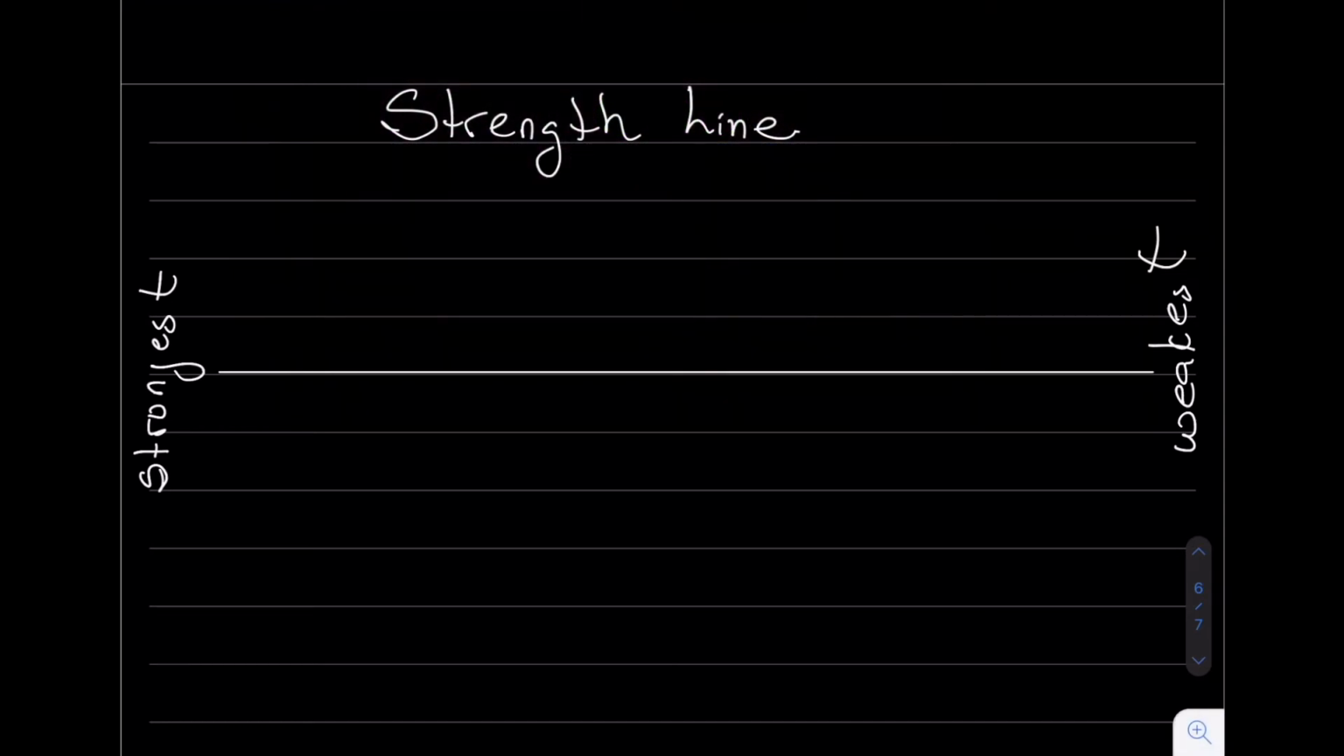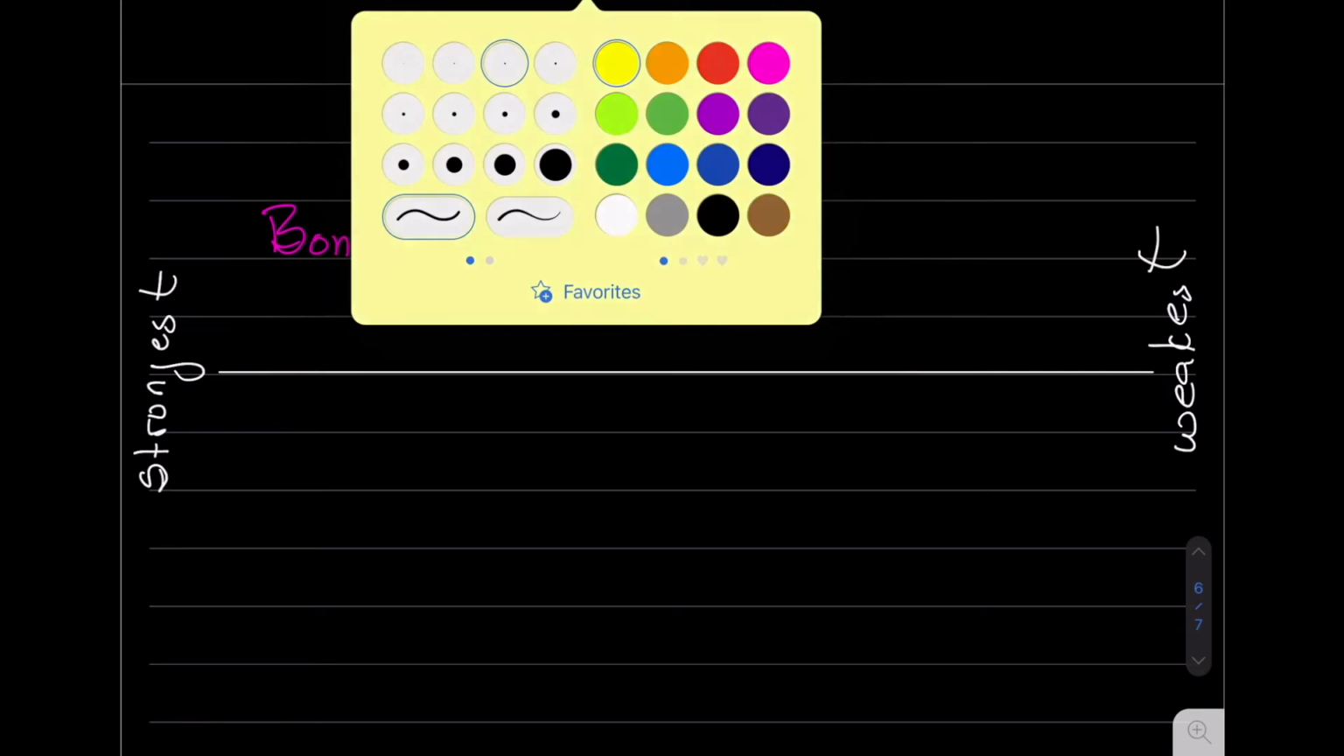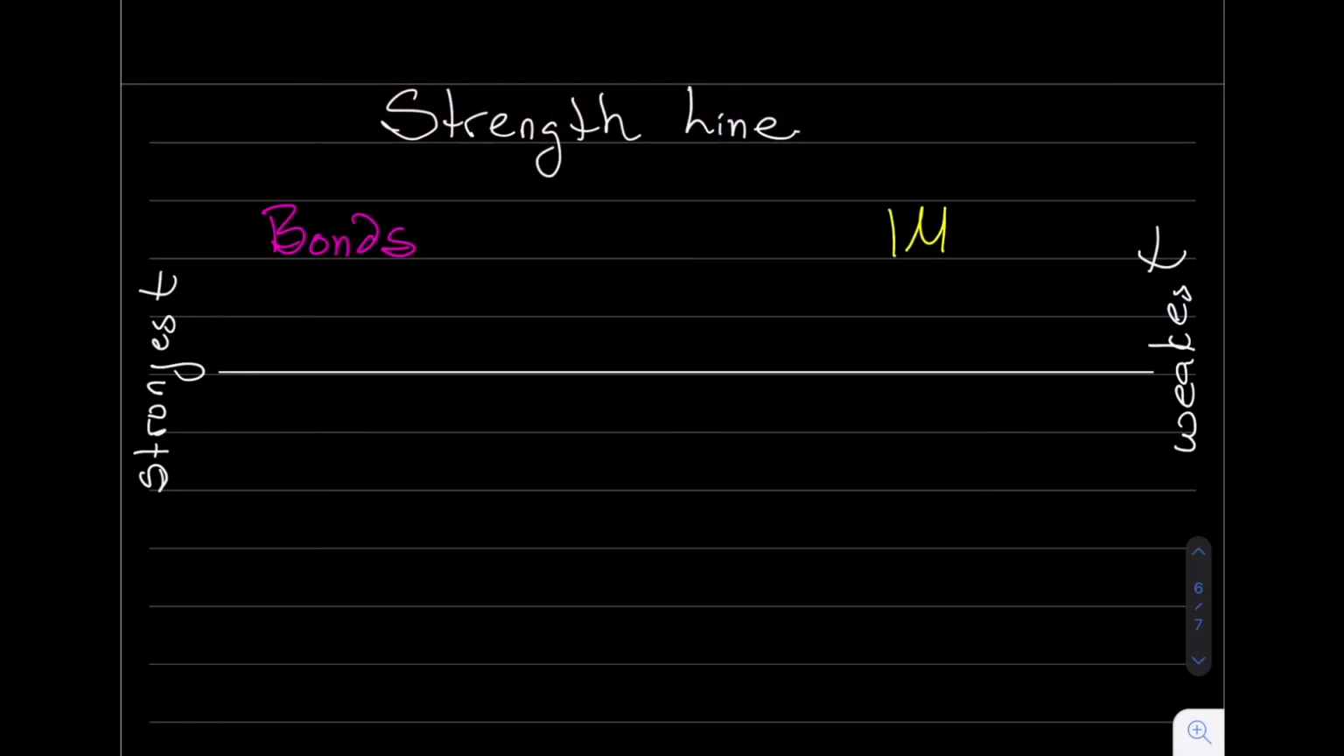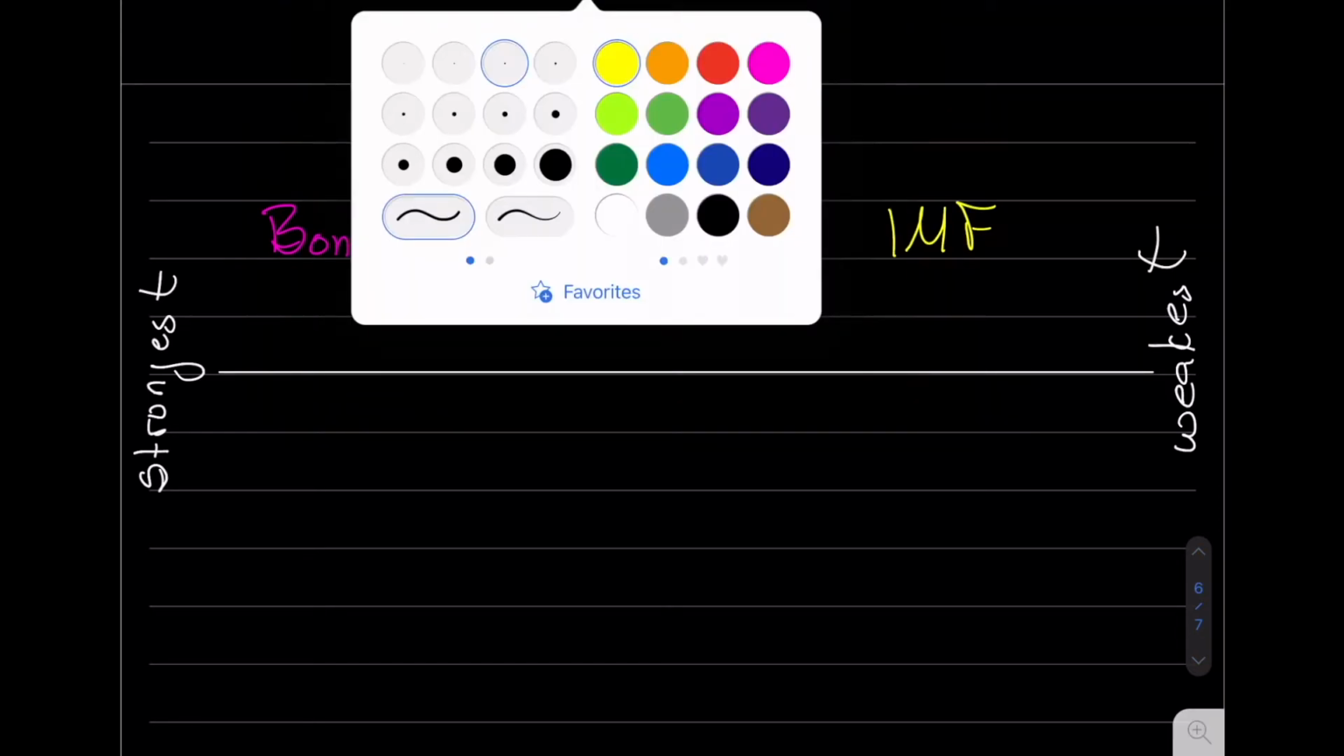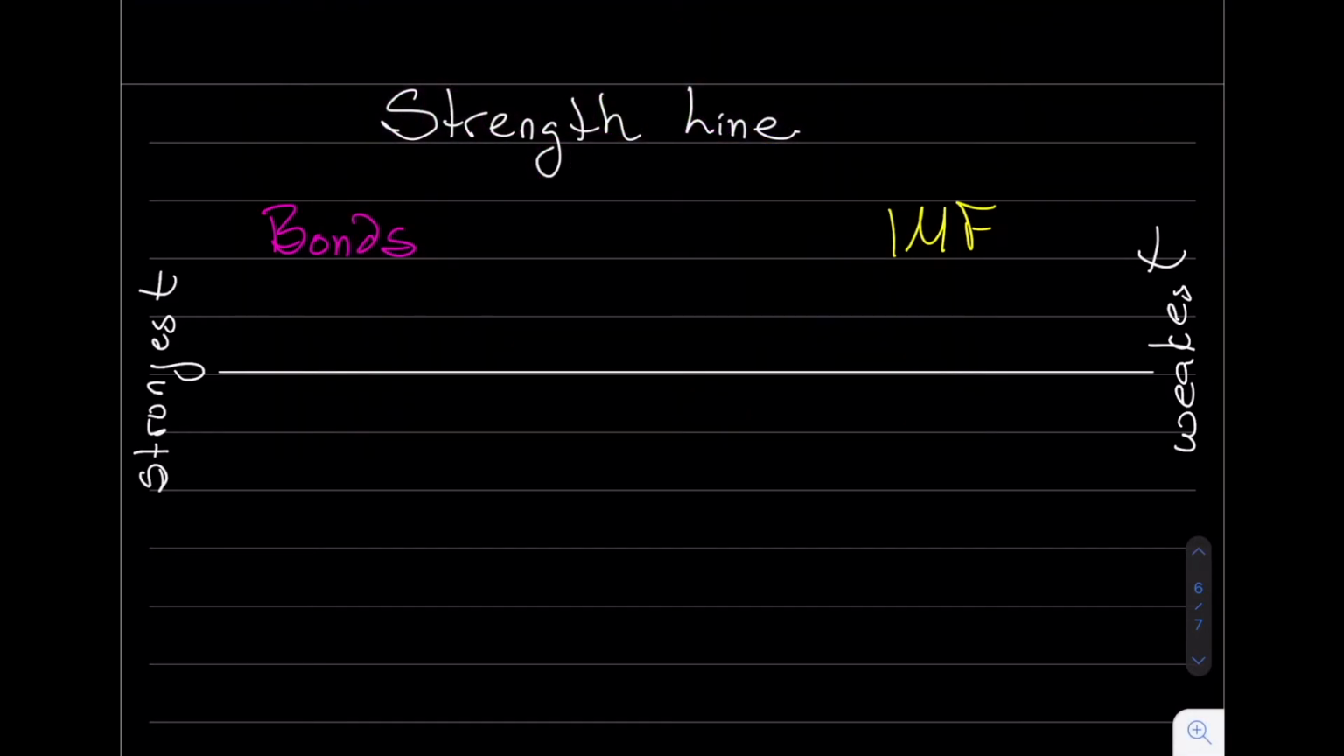So between IMFs and bonds, which is stronger? Well, definitely the bonds. So the bonds are going to be way over on the left, and the IMFs are going to be on the right. So let's rank our bonds. Our first type of bond, the strongest bond, is ionic. Right? And then our next weakest bond is our metallic. And then our weakest of all three is covalent.